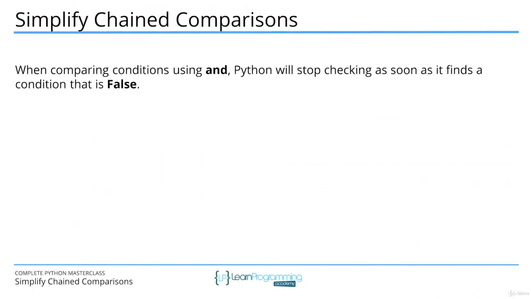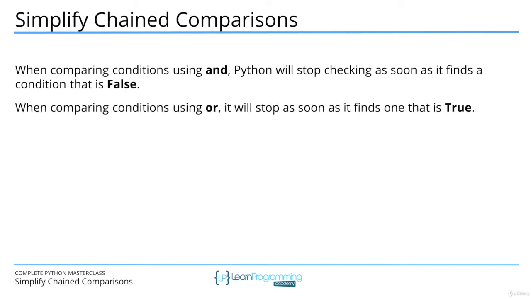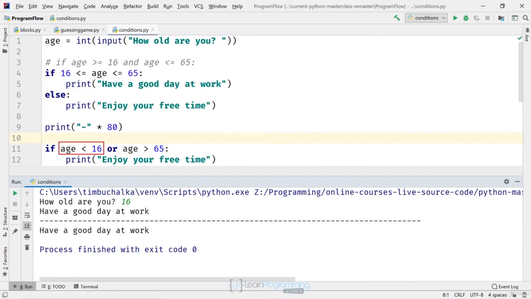When comparing conditions using AND, Python will stop checking as soon as it finds a condition that is false. When comparing conditions using OR, it'll stop as soon as it finds one that's true. So looking at line 11, if age is less than 16, then Python doesn't have to check to see if it's also greater than 65. This can be very important, and we'll be coming back to that later. For now, it's just something to be aware of.